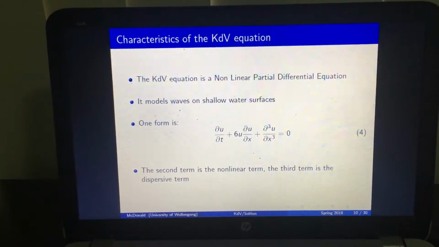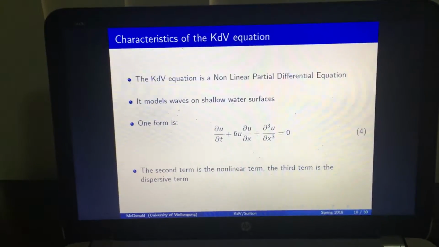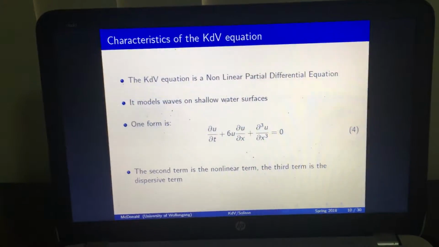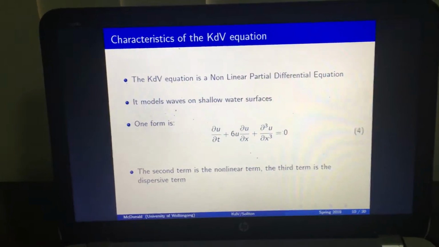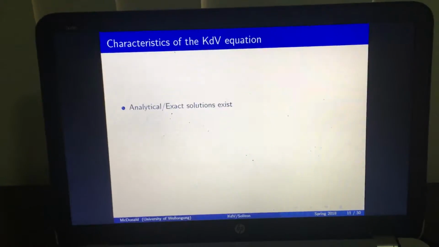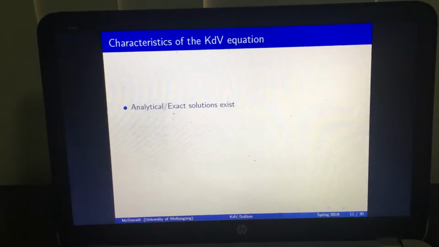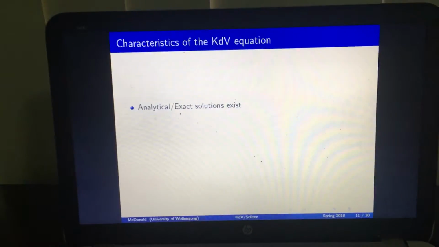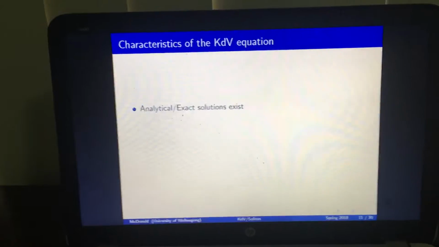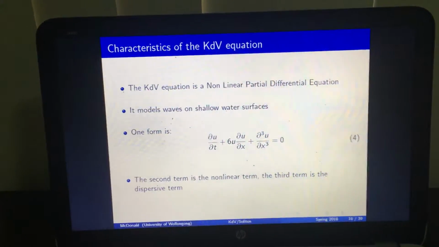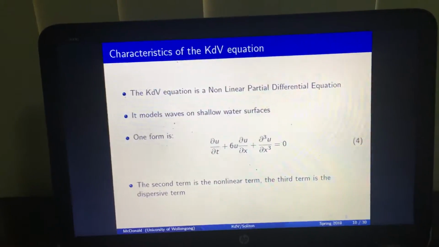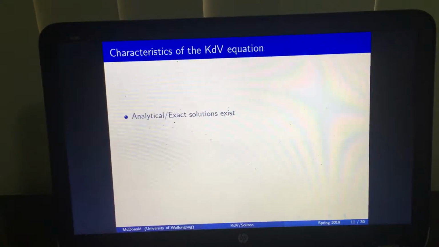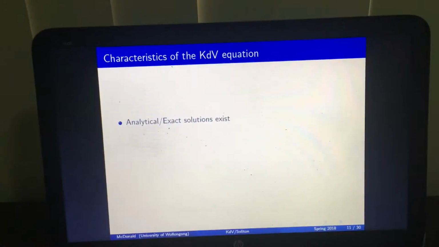Now this second term here is the nonlinear term, and the third term is the dispersive term. And it's actually regarded as a very good example of a nonlinear PDE where the solution can be exactly specified. And back here, u is a function of two variables, space x and time t. So analytical and exact solutions exist.